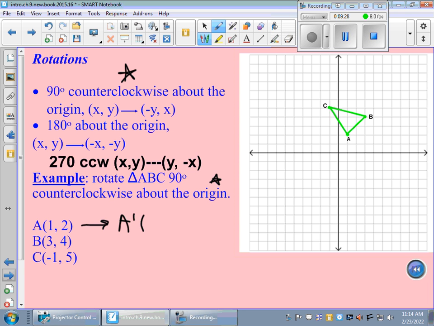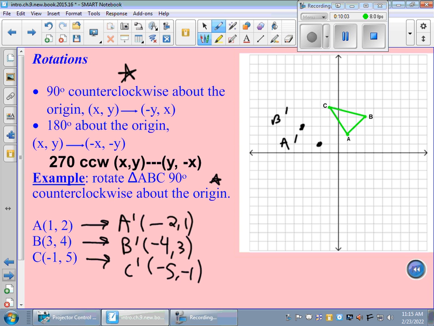We're going to get a prime. So we go from xy to -yx. So y is -2, and x is 1. So -2, 1 puts a prime there. B prime is, so we take the -4, 3. And C prime is we take the reverse here, so -5, -1. So this is what C prime will look like. And then let's connect those, folks.